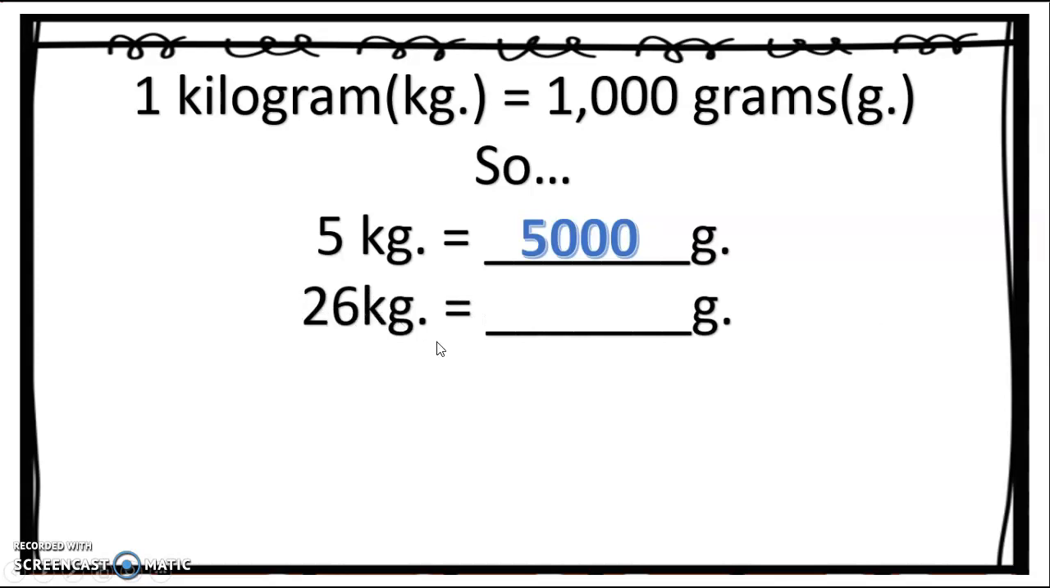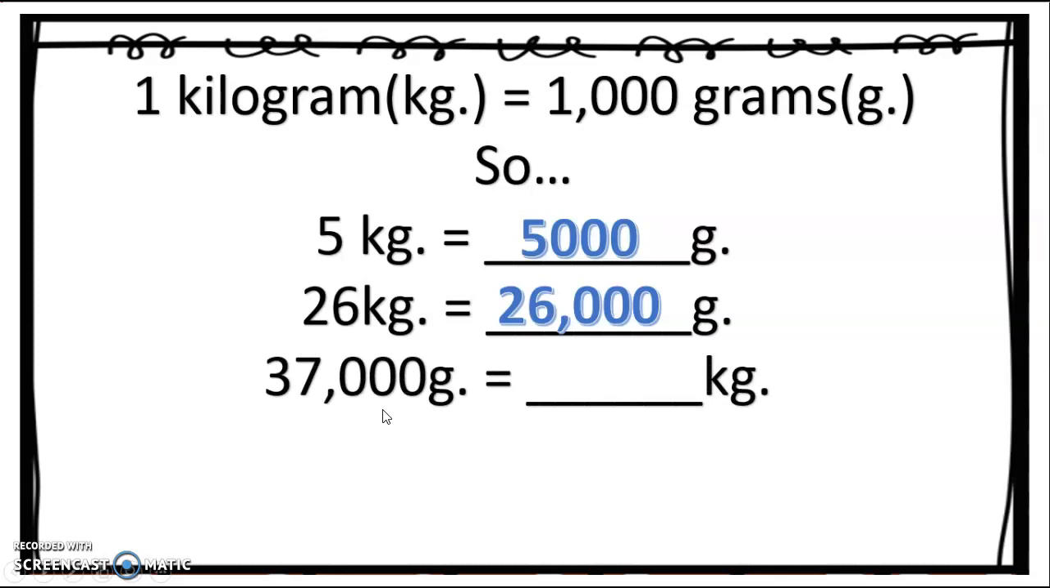26 kilograms will be equal to 26,000 grams. Again, multiplying by 1,000 to go from a larger unit to a smaller unit, but these two numbers will be equivalent based on what unit you're using.